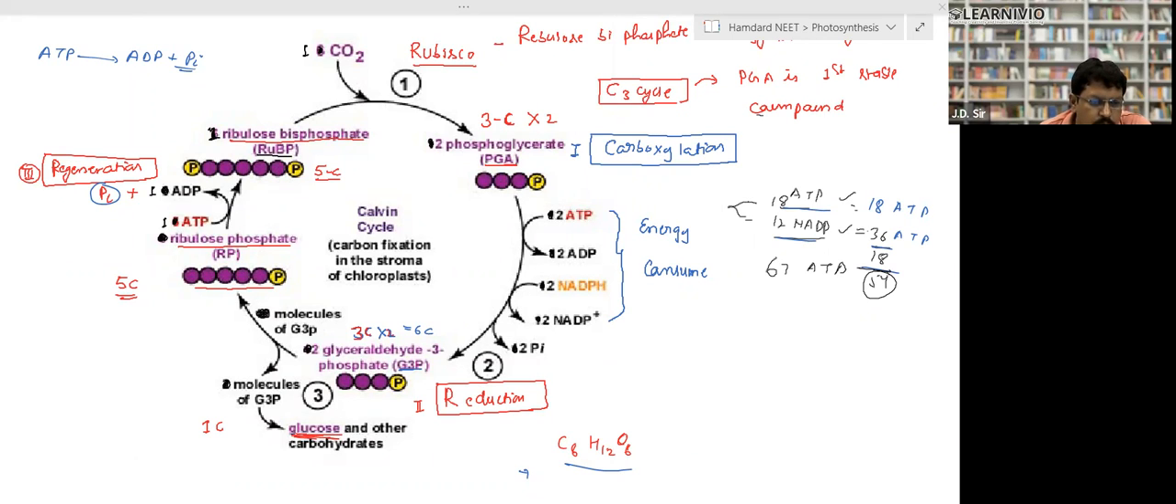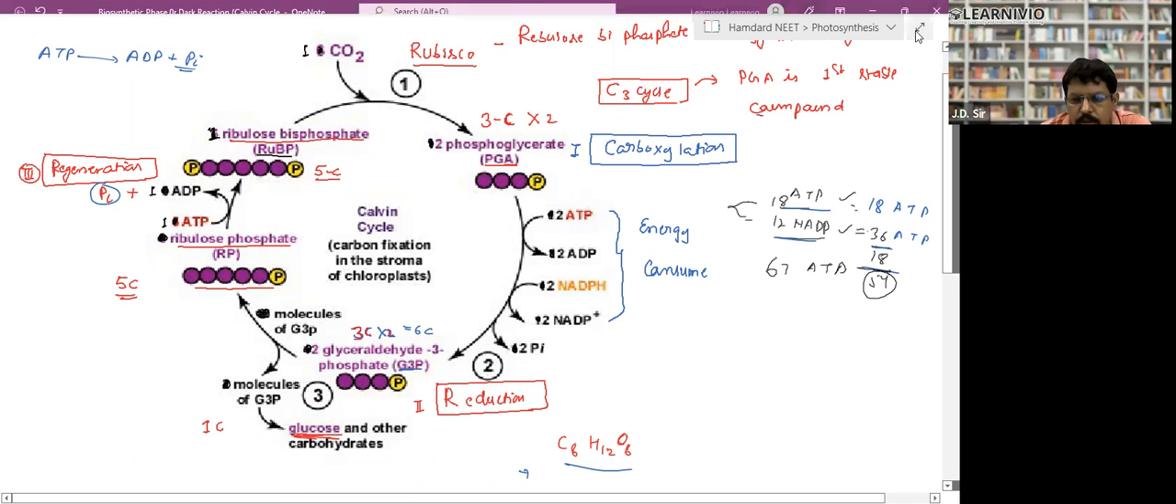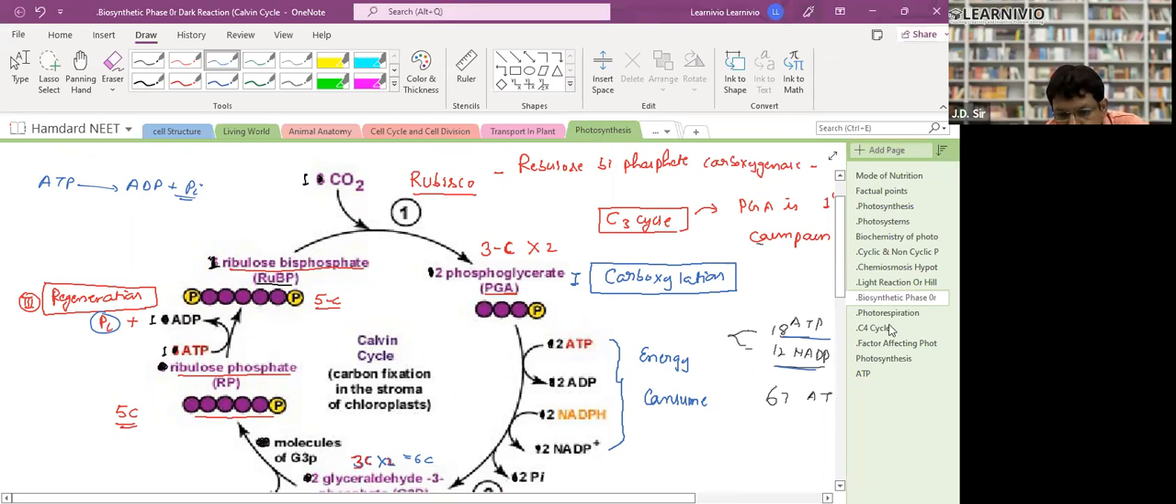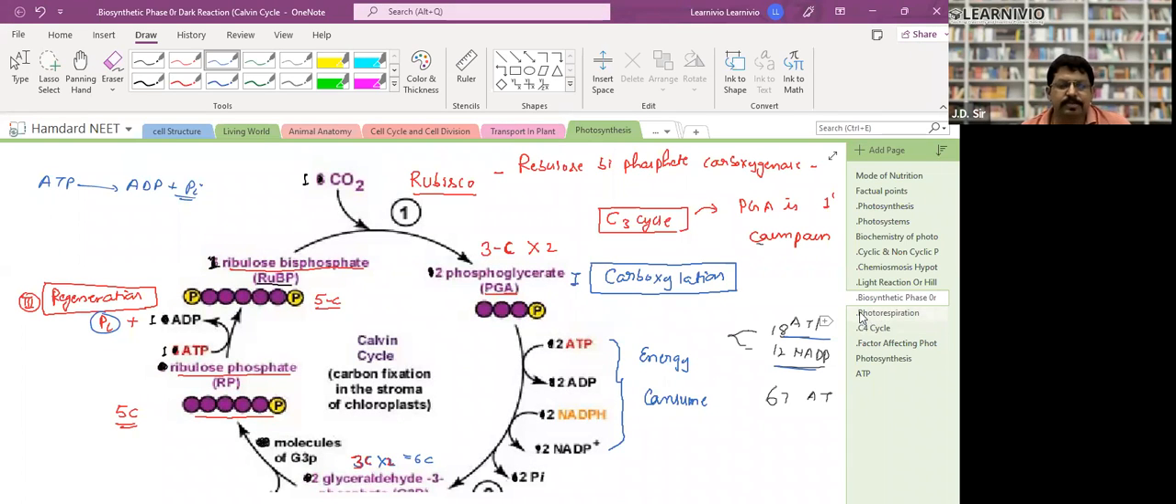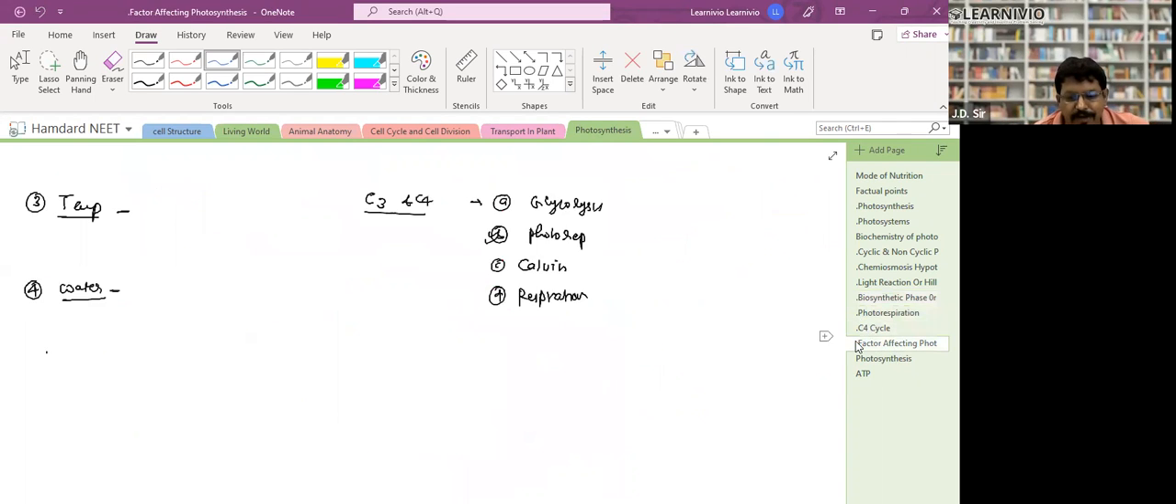Okay, so the factors. Now we are going to study the factors which affect photosynthesis. That's what we are going to discuss. That is the last thing mentioned in your textbook. The C4 cycle is not actually there in your textbook. Generally in CBSE there is a C4 cycle as well, one more cycle, but there is no need to mention it. The last thing is the factors affecting photosynthesis.